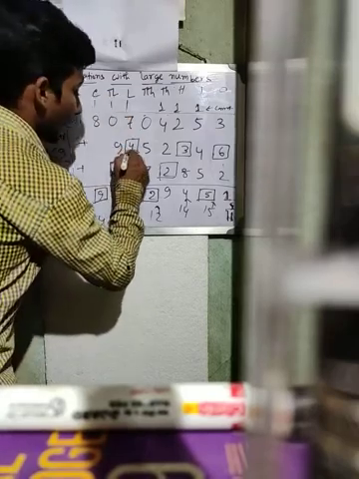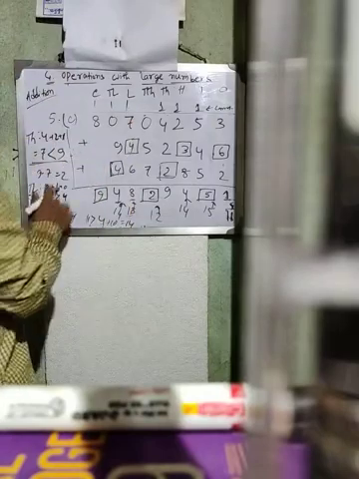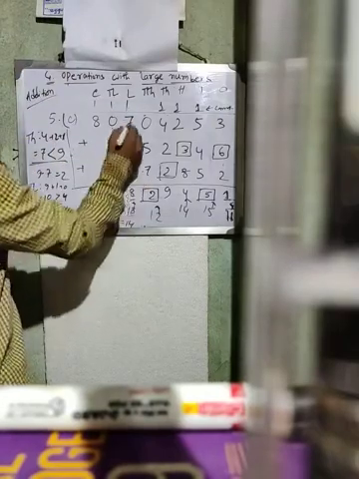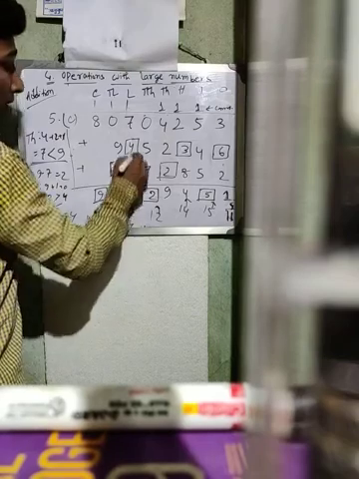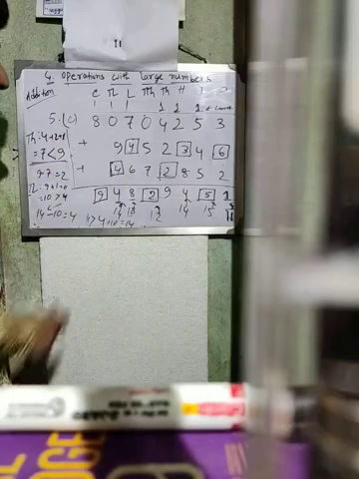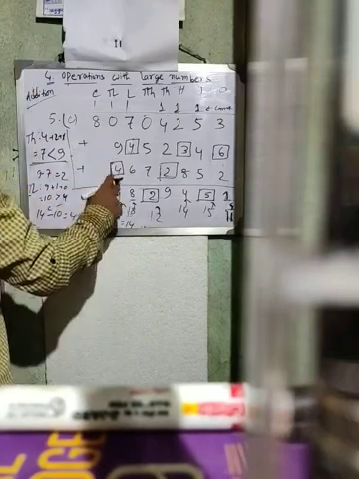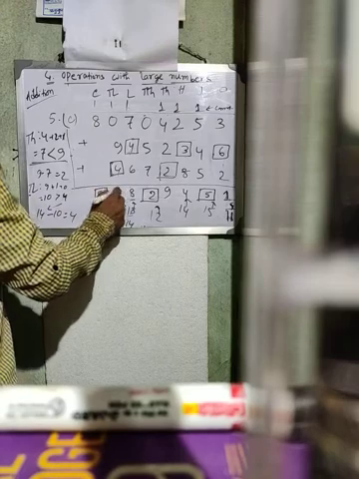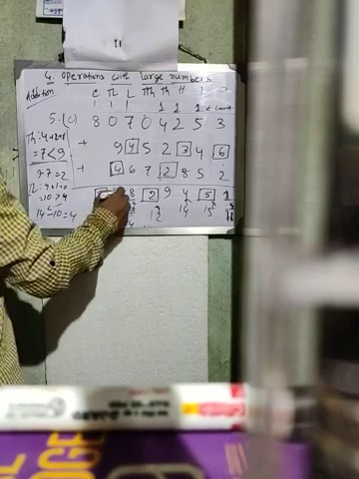And how to find the empty digit? 18 minus this sum. That means 18 minus 6 plus 7 plus 1, that means 14. So 4. Similarly, 1 will be the carry again. 9 plus 1, 10. 10 is greater than 4. That is not possible. So this is not actually 4. This is actually 14. So 4 will be placed and 1 will be the carry.